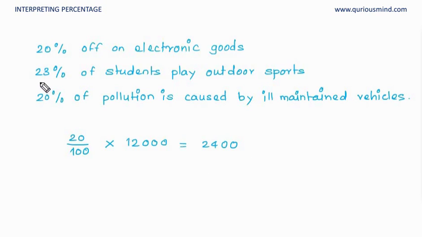So to calculate the absolute value of a percentage, we multiply the percentage with the whole. Let's say in this case there are 600 students in the school. Then 23 upon 100 into 600 will give us the absolute number of students who play outdoor sports. And here it comes, two zeros gone, it is 138. So 138 students play outdoor sports. And I'm going to save here rupees 2,400.